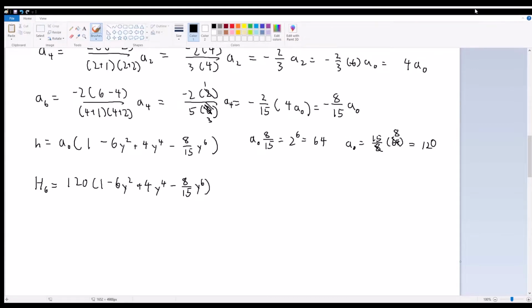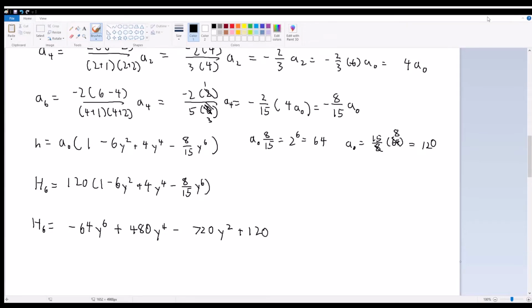Plugging this in, we reverse the relation as before. h6 is going to equal, let's see, 120, so negative 64 times y to the 6th plus 480 y to the 4th minus, that's 0, 12, 720 y squared plus 120. And let me just double check that that's correct. Negative 64. Yes, and that is it.